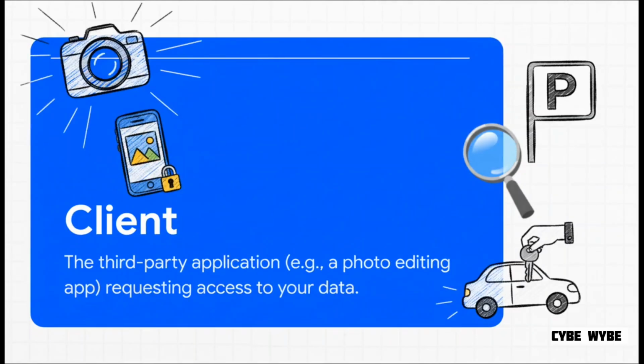Next, we have the client. This is that shiny new photo editing app that's asking for your permission. It's the third-party service that wants to do something useful for you with your data. So in our story, this is the valet service, politely asking for the keys to your car.